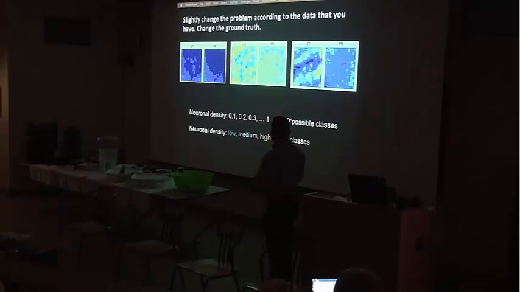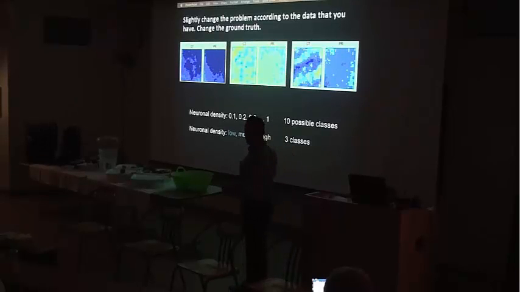So instead of having 10 possible classes, I said, well, what about dividing the problem into low, medium, and high? When I do that, the accuracy of my system went up, because I was being less ambitious. I wasn't trying to predict the density with this level of detail, but rather I would have a very coarse estimation of density, which is still useful.